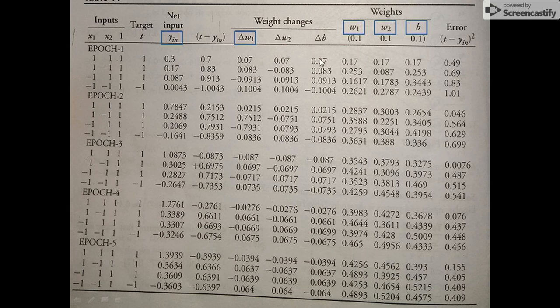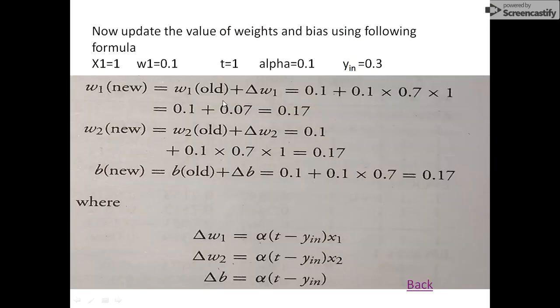Okay, after we have computed how much the weight is going to change, we have to calculate the new weights, because initially we took the initial weights as 0.1, 0.1, and 0.1. Now we have to compute the new weights after calculating the weight changes. So what will be the value of the new weights that we will calculate from here, as we have already discussed?